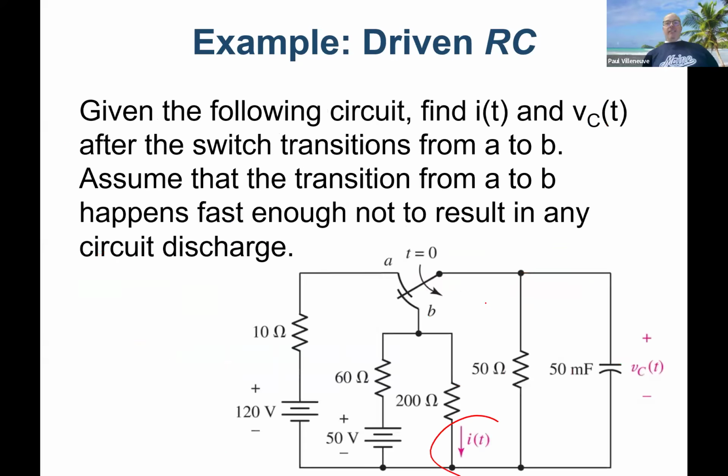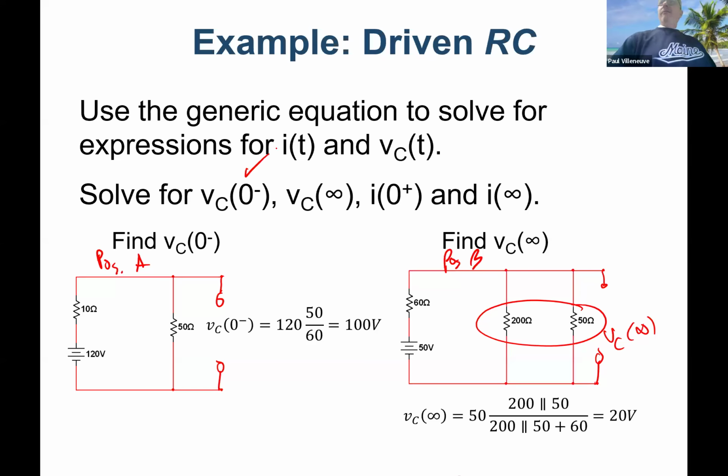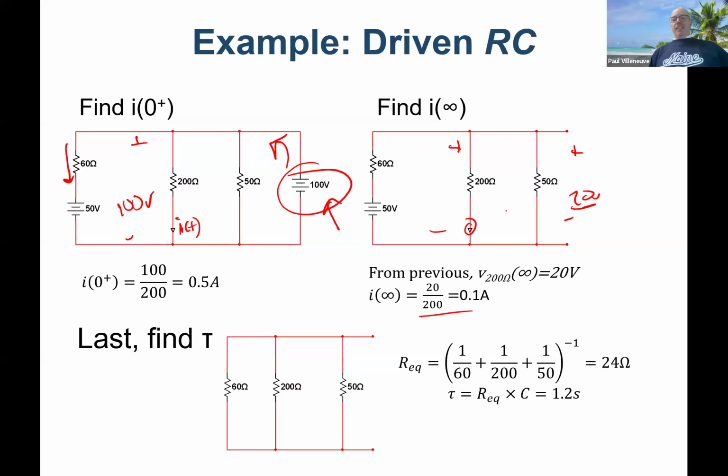So let's go back. I've got V0 minus plus, that's 100. VC of infinity, that is 20. I have I of 0 plus, that's 0.5. And I of infinity, which is 0.1. So I have all four of the parameters that I need to start to build my voltage and current equations. The only thing I need is my time constant.